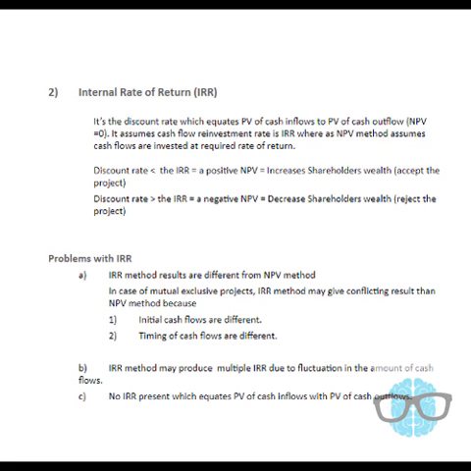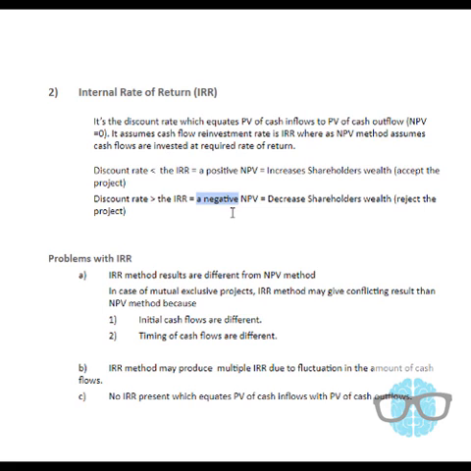If IRR is greater than the discount rate, that means the project should be accepted because it results in a positive NPV and it increases the shareholders' wealth. If the discount rate is greater than the IRR, it results in a negative NPV and it decreases the shareholder wealth. Hence, that project should be rejected.